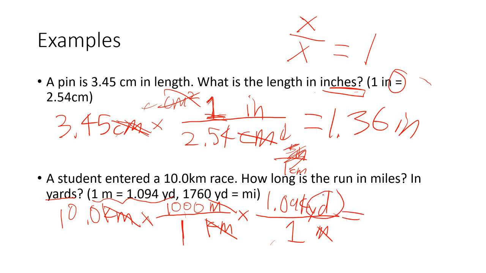So doing the math, we get 10 times 10, 1,000 times 1.094. It should be around 10,900. Let's see. Yeah, 10,940. Yep. 10,940 yards. Okay, and that's how we converted kilometers to yards. We can go on to do another example.